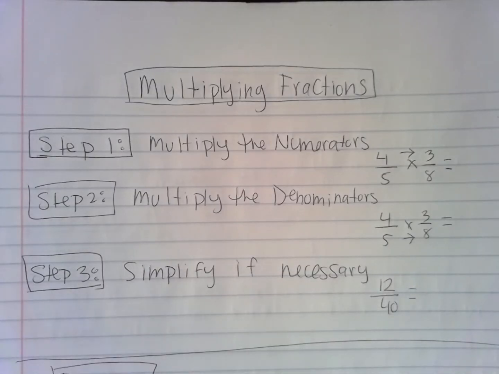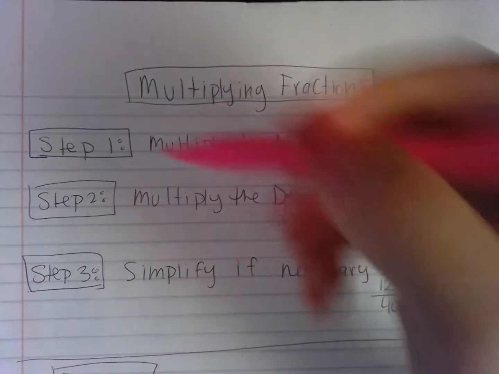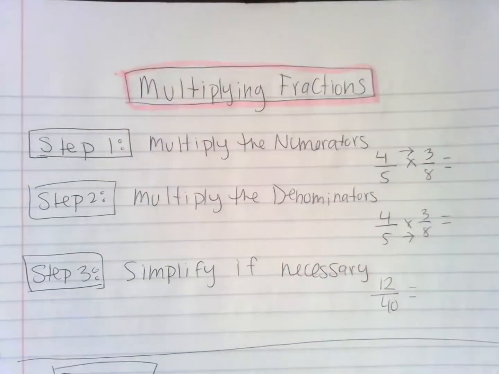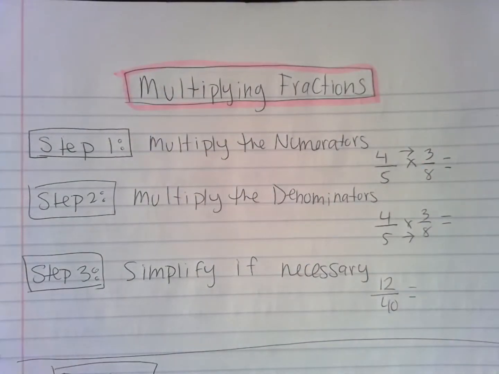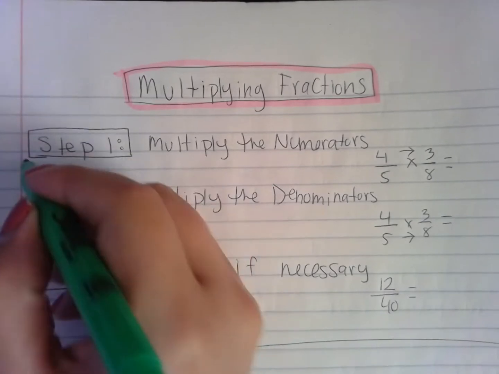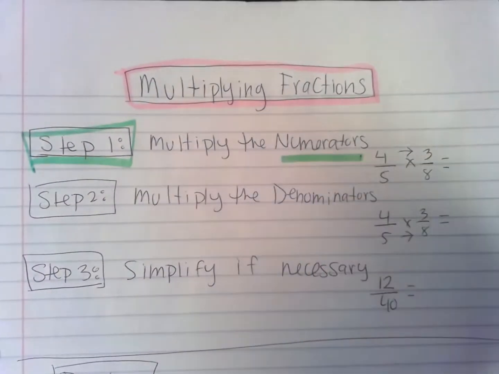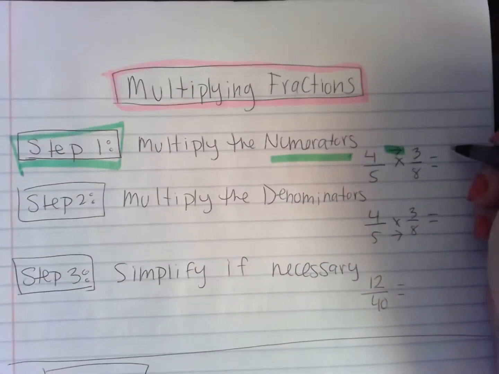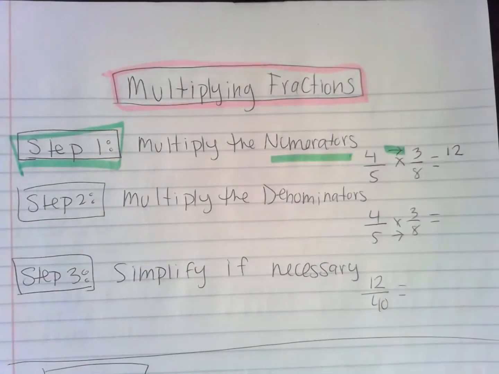Alright, so turn to a new page and go ahead and write down your title, Multiplying Fractions. Multiplying fractions is actually one of my favorite topics because there's not much to it. So go ahead and write down the 3 steps that it'll take to multiply fractions. Step number 1, you're going to multiply numerators. So when I multiply 4 times 3, that's going to give me 12.